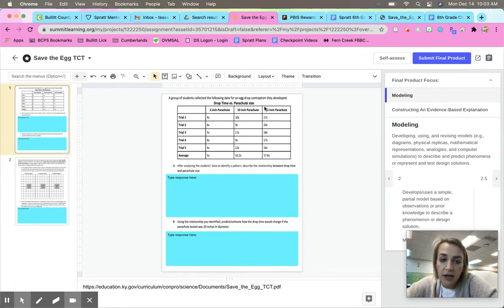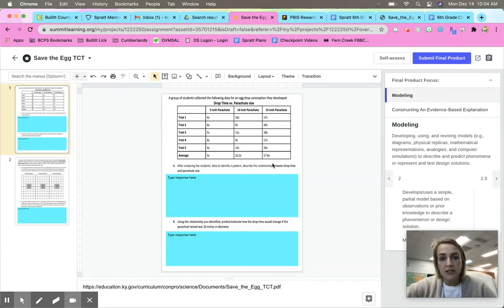So we have some friends who have an egg that they're dropping, and they have created different sized parachutes that they're attaching to the egg and using to drop the egg. So they have 3 different sized parachutes. One is a 5-inch parachute, one is a 10-inch parachute, and one is a 15-inch parachute. You'll notice that they did 5 different trials for each parachute, and then they took the average time that it took for the egg to drop.